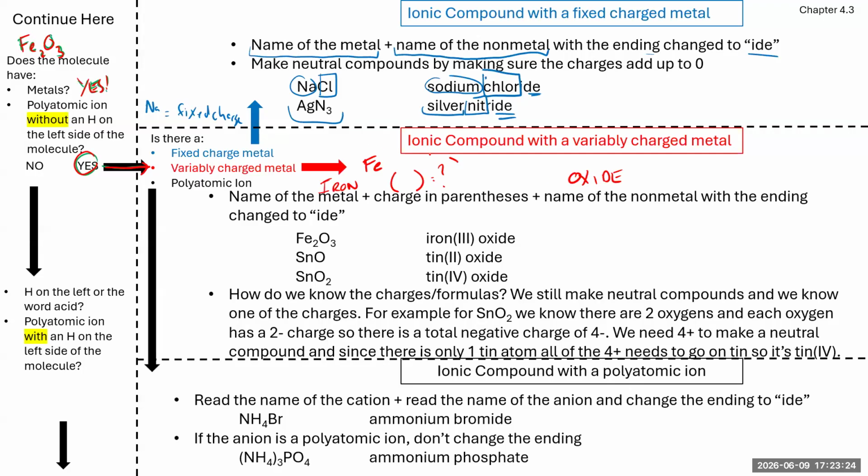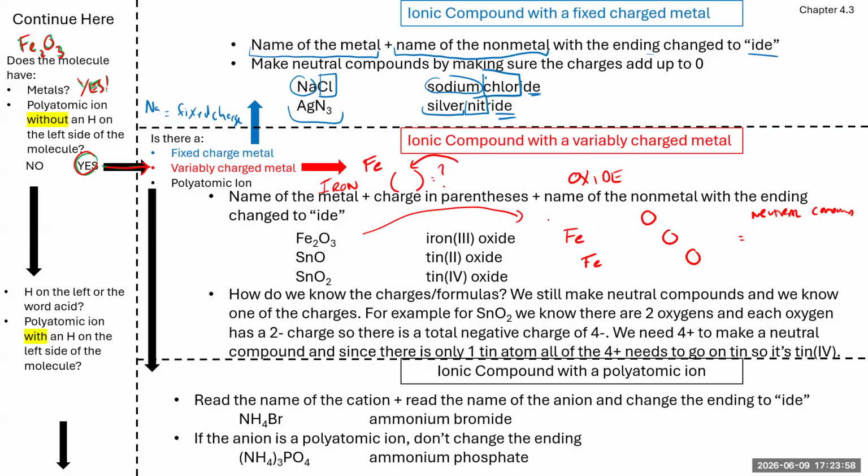But how do we get the charge? Let's figure this out. Here we have 3 oxygens for sure: 1, 2, and 3. Here we have 2 irons. We're going to try and make a neutral compound, right? And we did this a couple of lectures ago. So if you're having difficulty with this, go back 2 lectures and you'll figure this out.